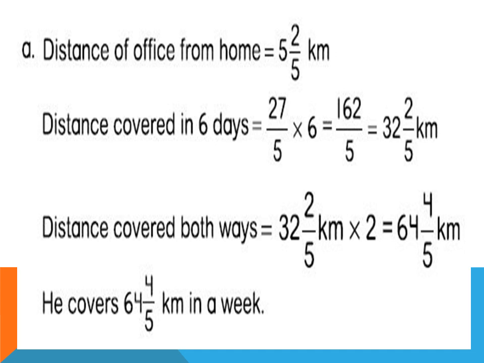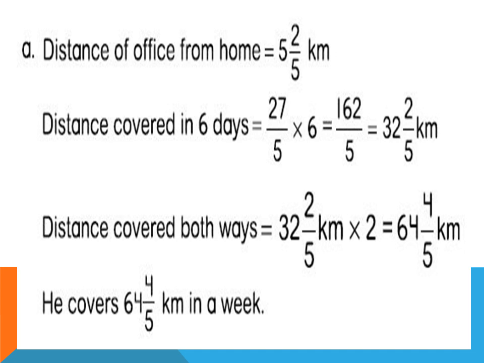So here is the answer to question number A. Distance of the office from home 5 2/5 km. Distance covered in 6 days is 27/5. That means 5 2/5 when converted into an improper fraction becomes 27/5. 27/5 multiplied by 6 will be the distance covered in 6 days. That will be 162 divided by 5, which is 32 2/5 km.